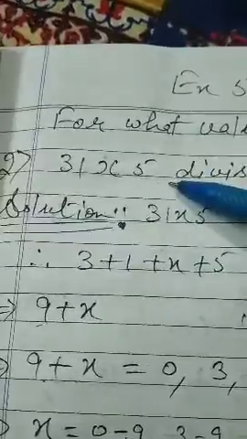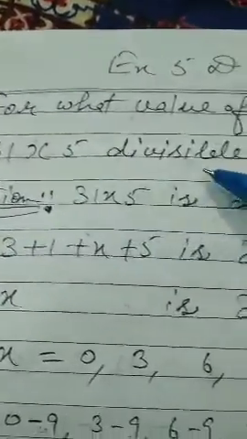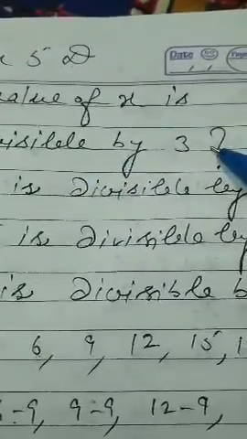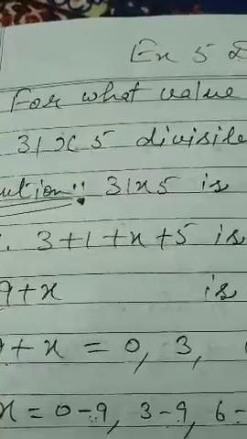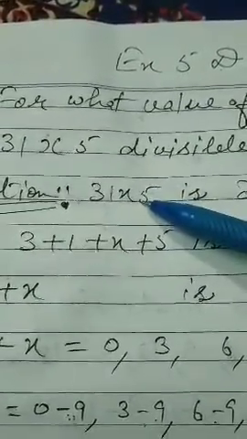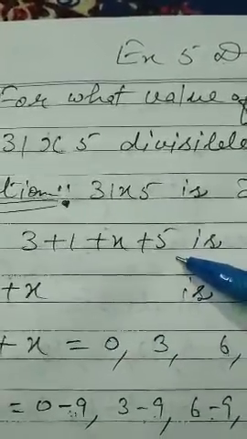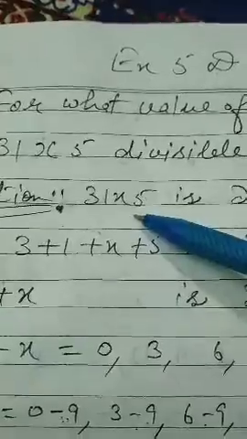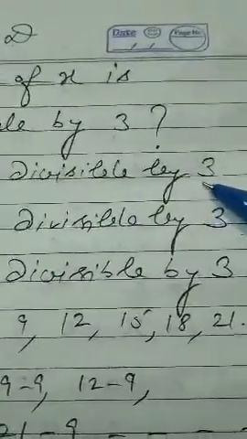Sum number 2 is: find the value of x if this number is divisible by 3. First of all, I want to explain the rule of 3. A number is divisible by 3 if the sum of its digits is divisible by 3. Okay, see the first step. Write the number 31x5 is divisible by 3.